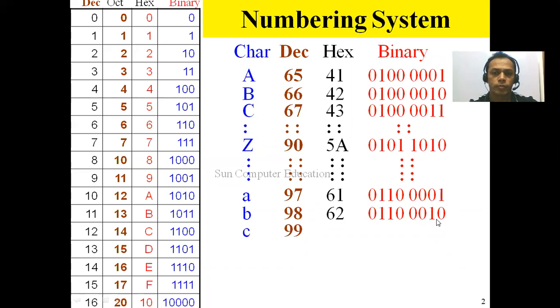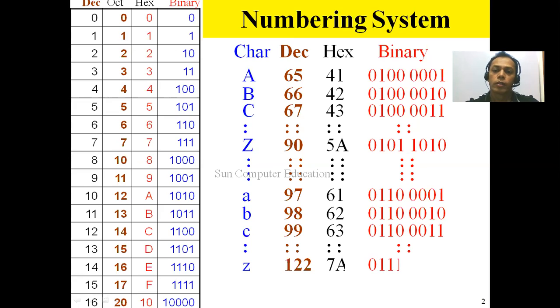Similarly, small c, something very interesting to observe. So like this it will go till z. Z is 122, the ASCII value of small z. 7's binary is 111 and A is 1010. Something interesting to observe: the difference between the capital letter and its corresponding small letter is 32.